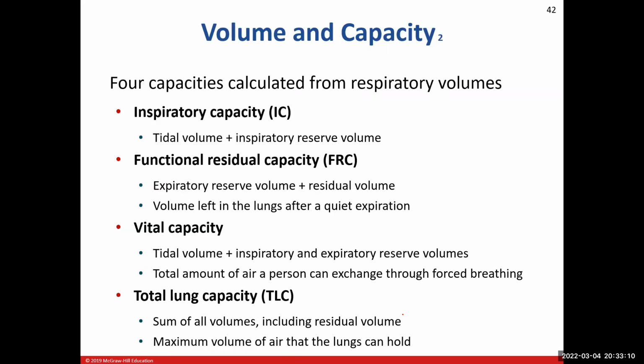Now, what we're going to do is take those 4 volumes and calculate out what we call our 4 capacities. The 4 capacities are the inspiratory capacity, the functional residual capacity, vital capacity, and then total lung capacity. So for the inspiratory capacity, we're going to take the tidal volume. Now this time we're going to include tidal volume. And then we are going to add the inspiratory reserve volume to the tidal volume.